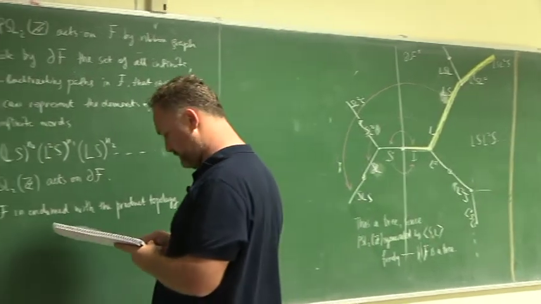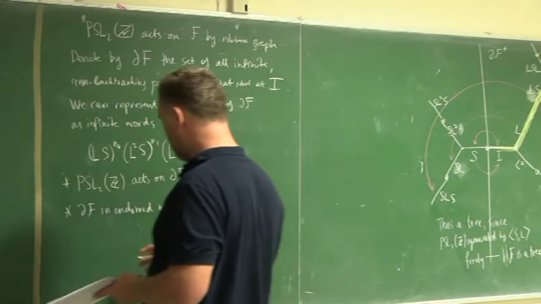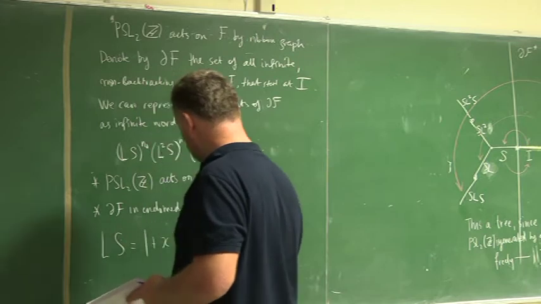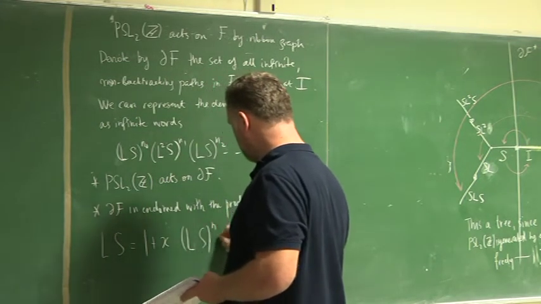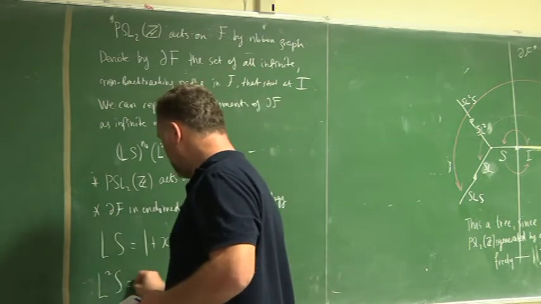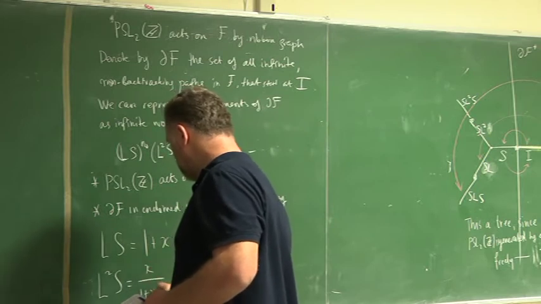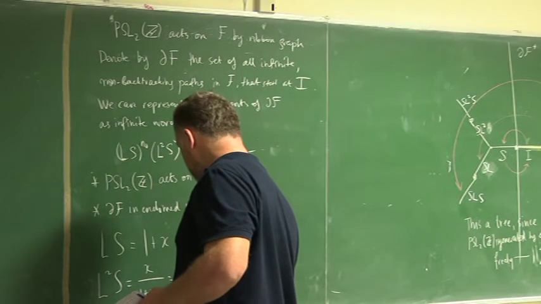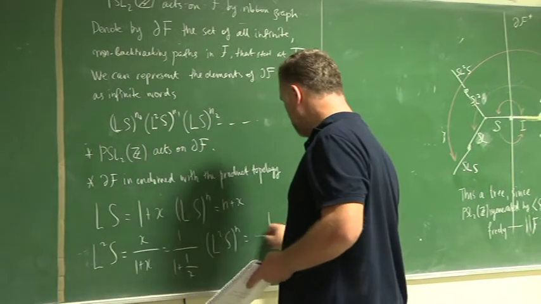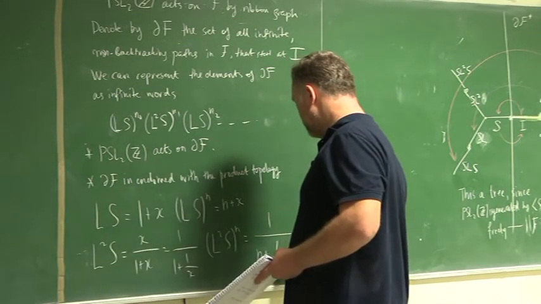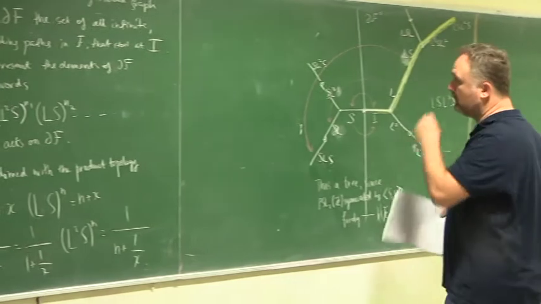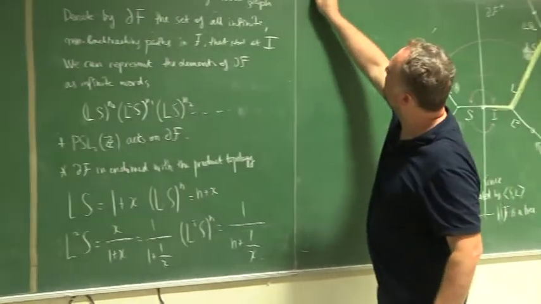And well, let me also write this once more. LS was 1 plus x, so that LS to the power n is n plus x, and L²x is 1 over x, which is 1 plus 1 over x, so that L²S to the power n equals 1 over n plus 1 over x. Now we consider the map.